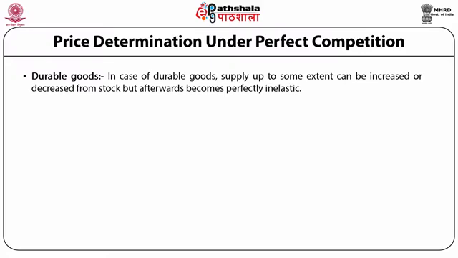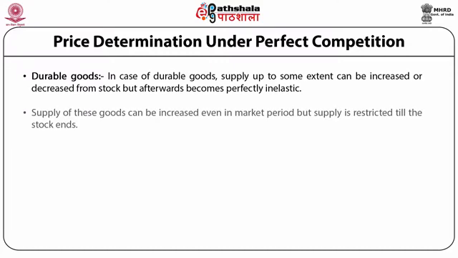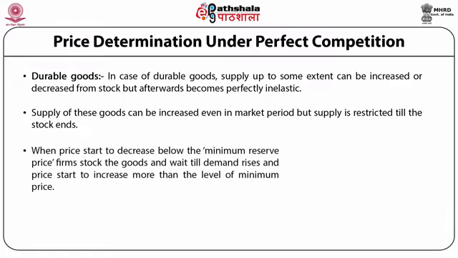but afterward becomes perfectly inelastic. Supply of these goods can be increased even in market period but supply is restricted till the stock ends. In this case, the firm has some minimum reserve price below which these firms would not be ready to sell these products. When price starts to decrease below the minimum reserve price, firms stock the goods and wait till demand rises and prices start to increase more than the level of minimum price.